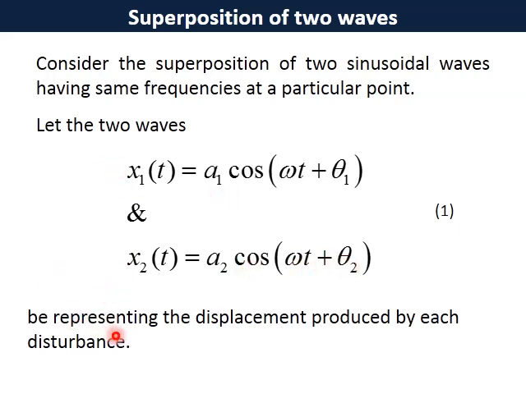Now these are basically the displacements of the 2 waves, and the amplitudes of these 2 waves are different. In one case it is a1 and in the other case it is a2. The phases are also different, theta 1 and theta 2. You may also denote them as phi 1 and phi 2, that is not a problem, but the frequency we have kept the same. So they are representing the displacement produced by each disturbance.